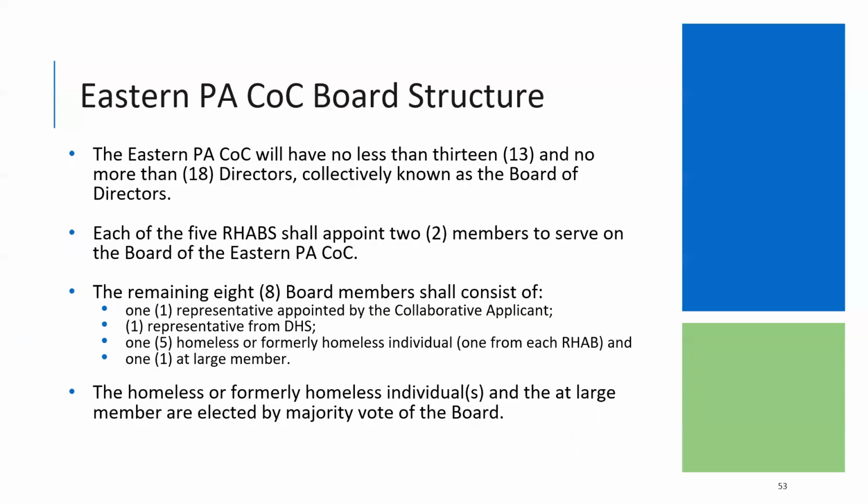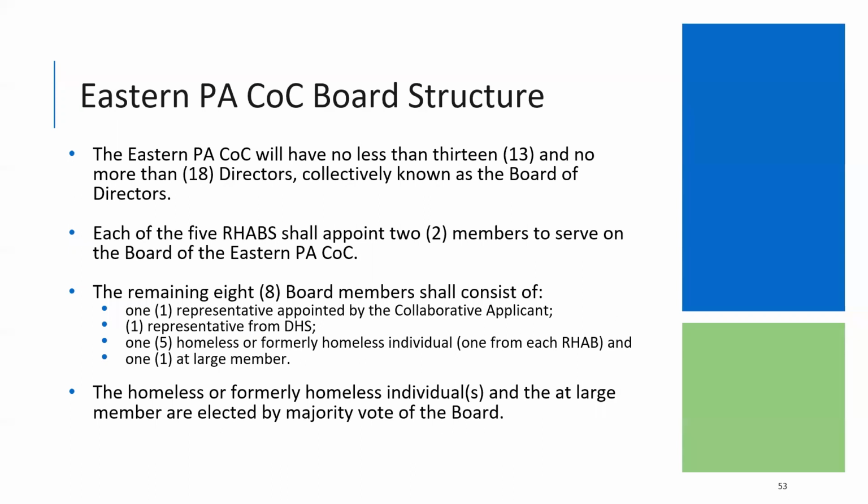This module will focus on CoC structure, specifically the structure of your CoC board, as well as the RABs and committees. So the Eastern PA CoC board structure, the board is made up of no less than 13 and no more than 18 members who are known as directors, who are collectively known as the board of directors.